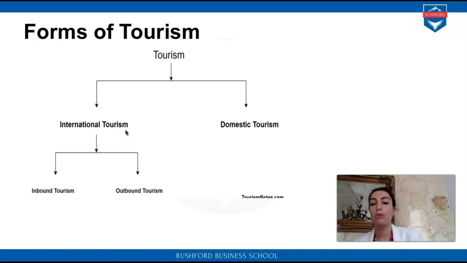As well, domestic tourism is different from international tourism. It means when tourists want to practice tourism within the same country. That's what we call domestic tourism. For example, if I want to go from Paris to Marseille, both of them are located in France. If I'm living in Paris and I want to visit Marseille for, let's say, 3, 4, or 5 days, we call it domestic tourism. It means I am practicing tourism within the same country.